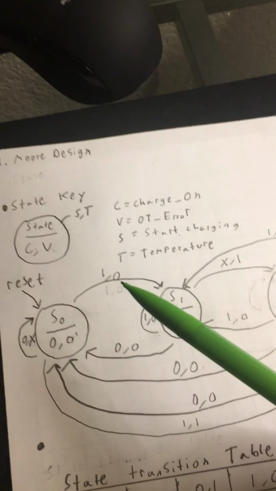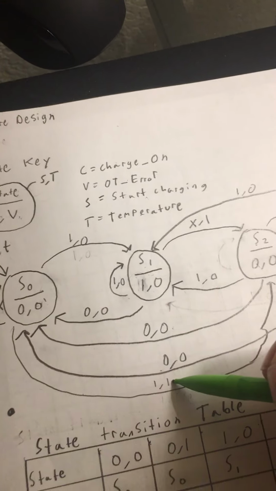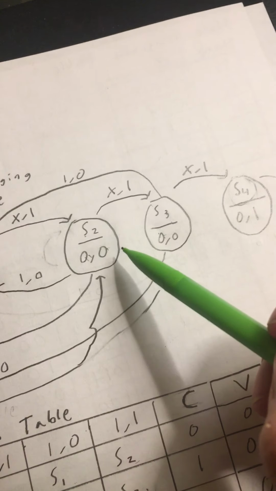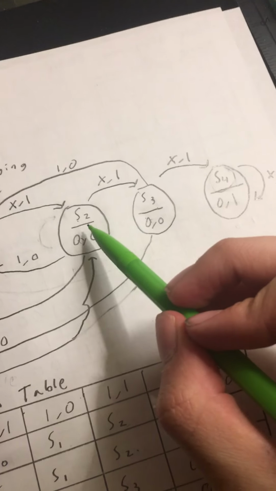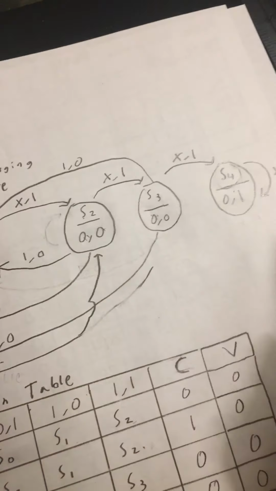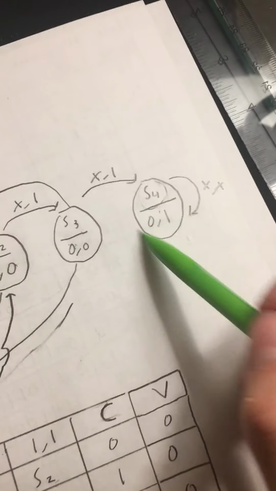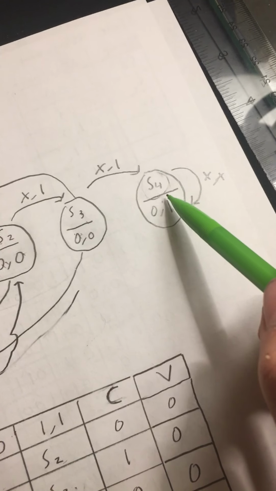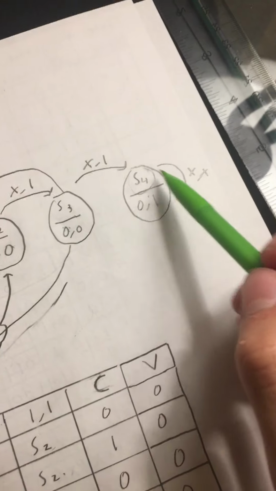Otherwise, if you're in S0 and you have a start charging and an over temperature, it's going to jump directly to S2. And these states over here indicate that an over temperature condition has been reached. And if this exceeds 3 over temperatures in 3 consecutive clock cycles, then it's going to be in a state of lockdown. And when you're in a state of lockdown, then no matter what you put in for the inputs, it's going to stay in lockdown unless you reset.